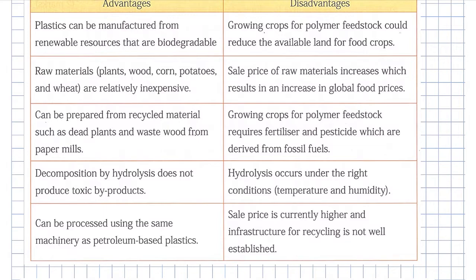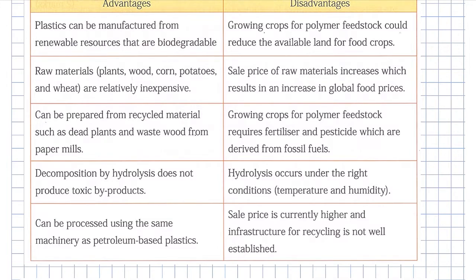You can make them from recycled material, so dead plants, waste wood, things that were going to be wasted anyway. When it decomposes, those polyesters, polyamides, it's hydrolysis, it doesn't produce the toxic byproducts that other things might. Okay, and generally can be processed using the machinery we've already got. So that's good. That's a cost saving thing. There are advantages of it.